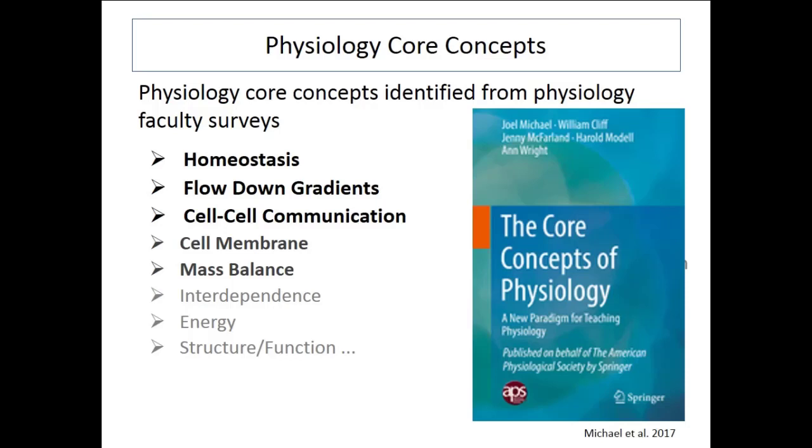Has anybody downloaded the chapters and looked at those? Many of these chapters are derived from the papers, which already have a little more background in them. When we looked at physiology core concepts from the faculty surveys, in the 2011 paper with the faculty survey results, that's where we did the unpacking of flux or flow down gradients. Homeostasis unpacking was done, cell-cell communication was done just about a year ago, and Joel and Harold are working on mass balance and cell membrane. But clearly, there's more left to do.